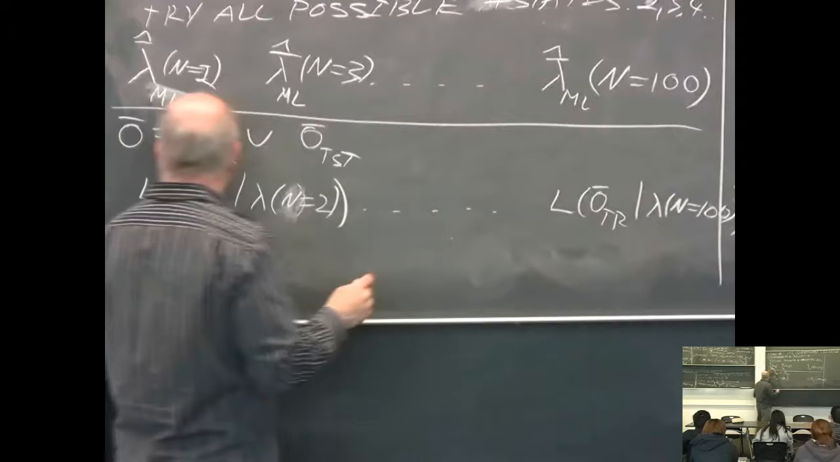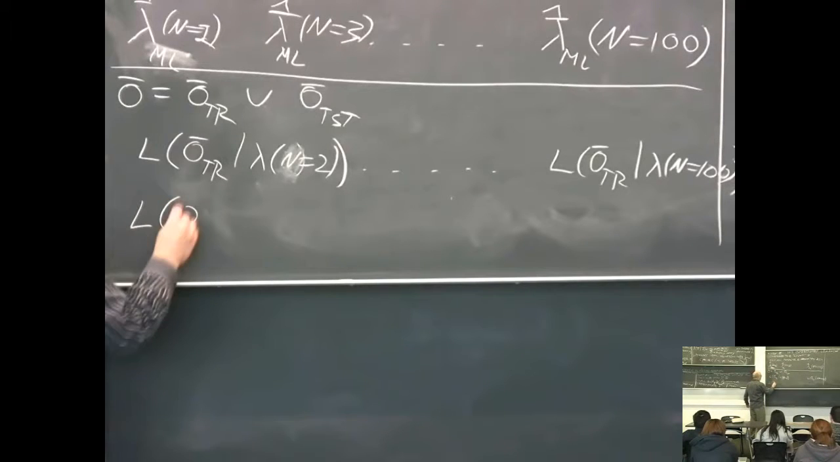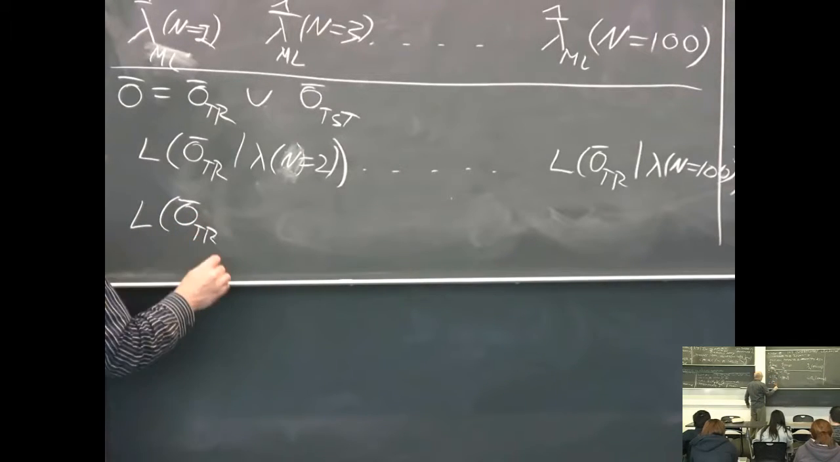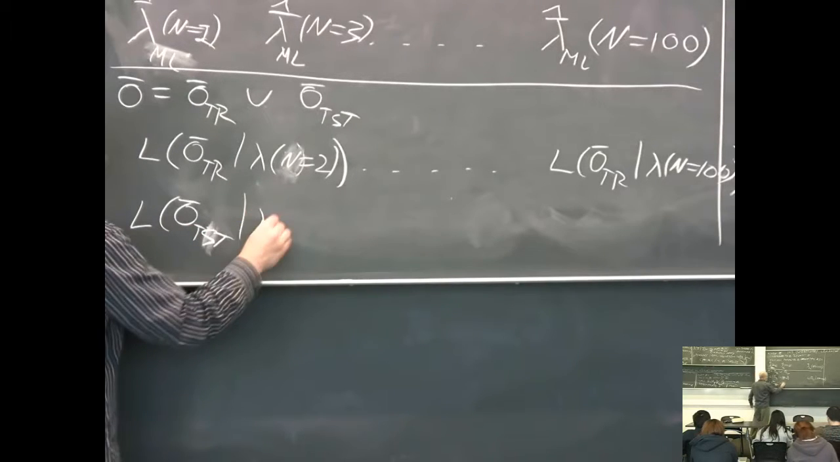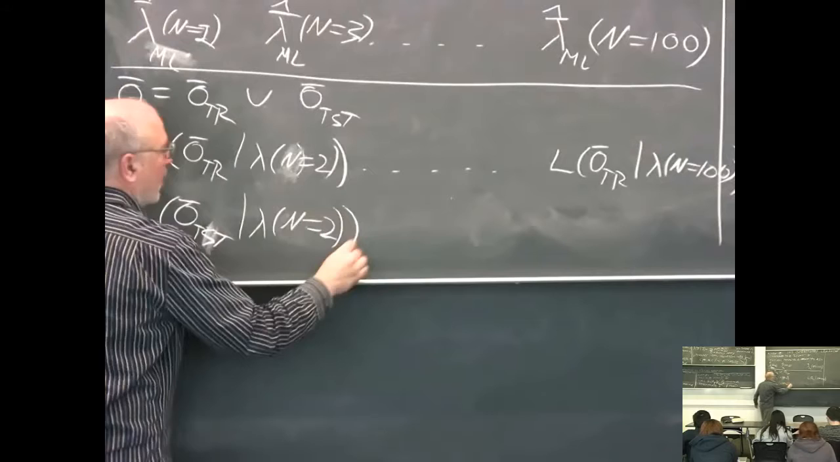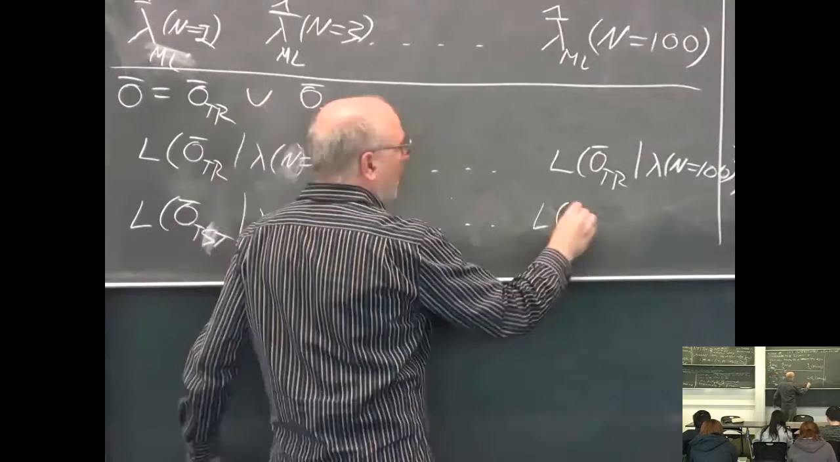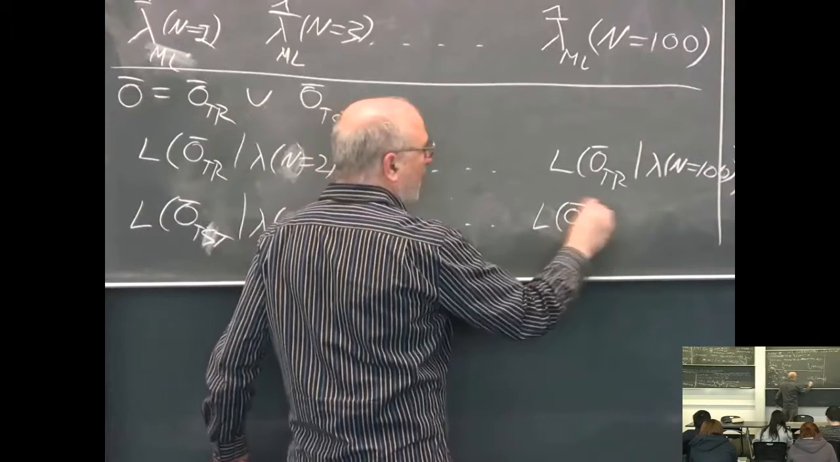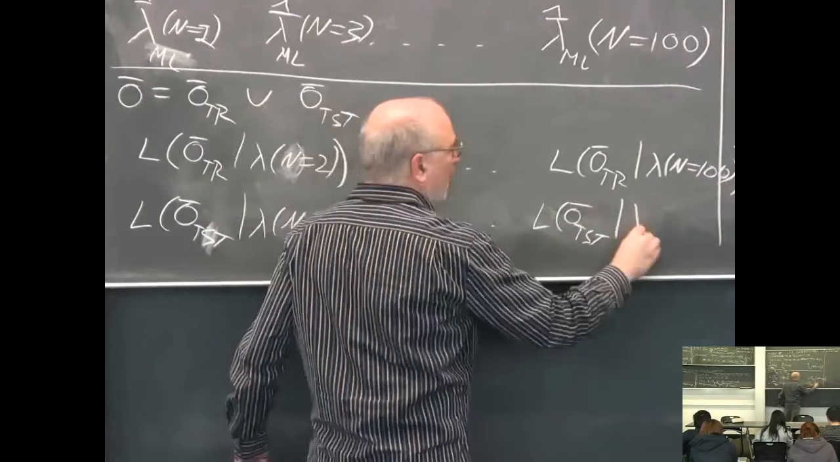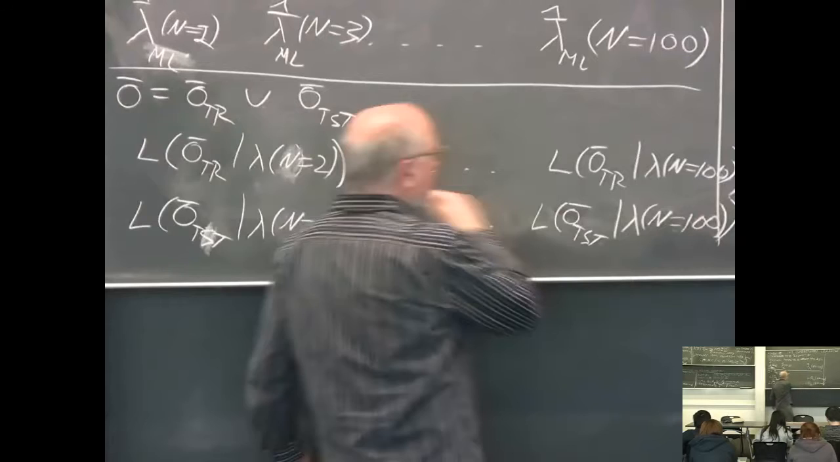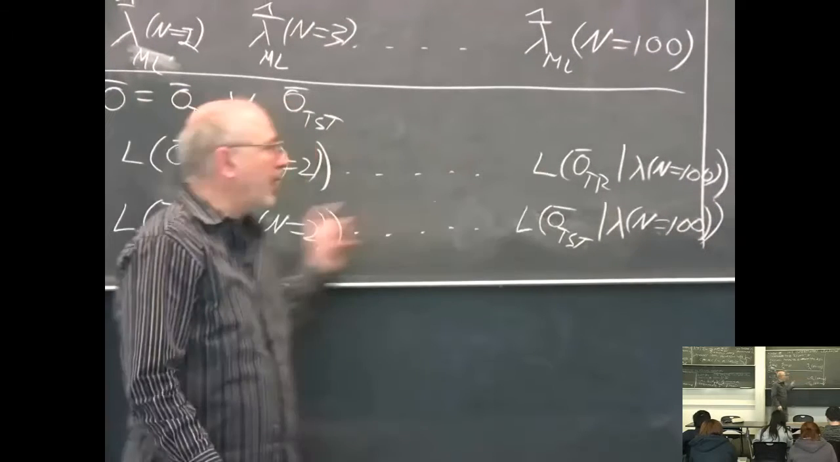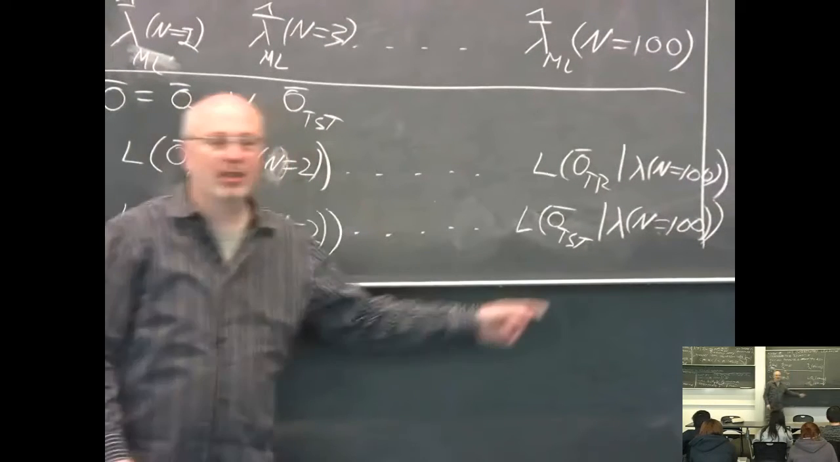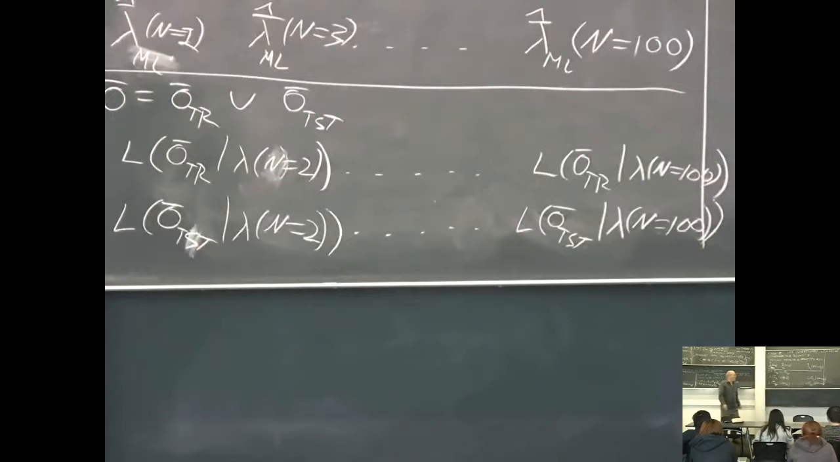And let's compare it to the likelihood of O, the test set, given the same model, n equals 2, all the way to the likelihood of the test set given n equals 100. So we have a series of 99 numbers here and 99 numbers here. What can you say about these numbers?